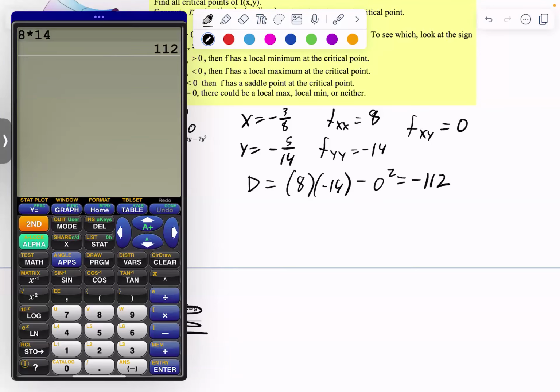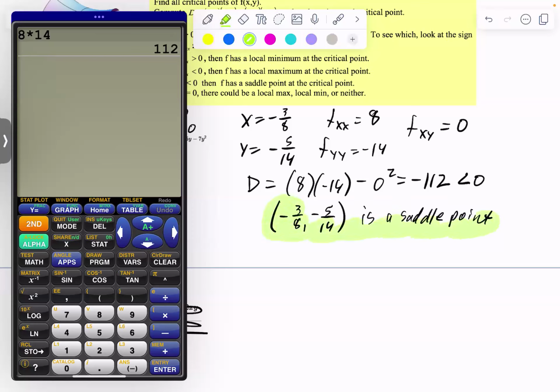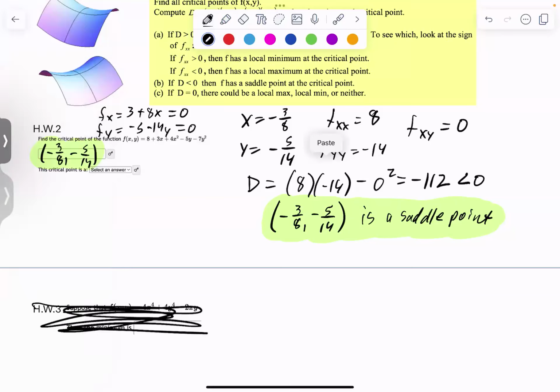So the point negative 3/8 for x and negative 5/14 for y is a saddle point, meaning it is not a minimum or a maximum. It's a saddle point, which means we kind of get a zero derivative there, but then it doesn't max out or min out or anything like that.